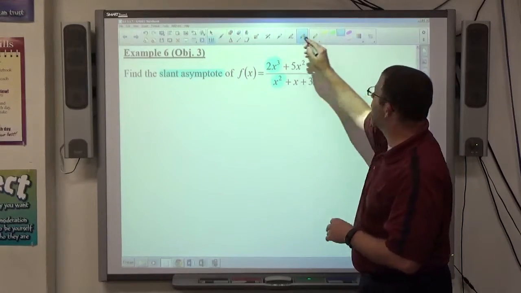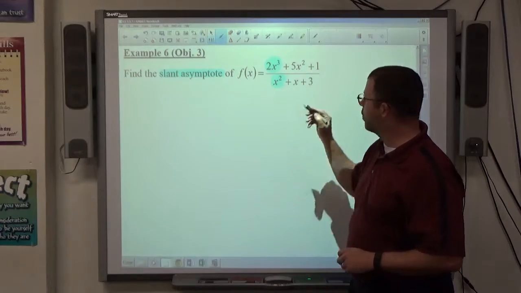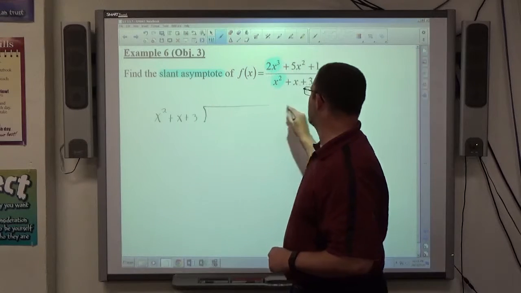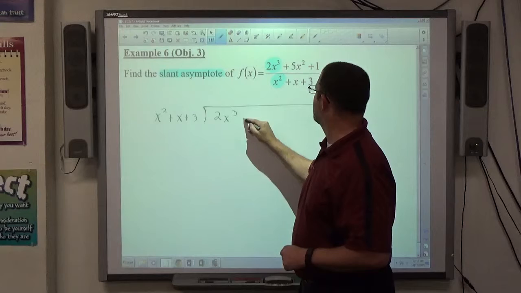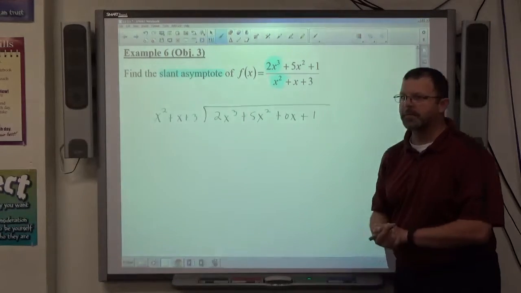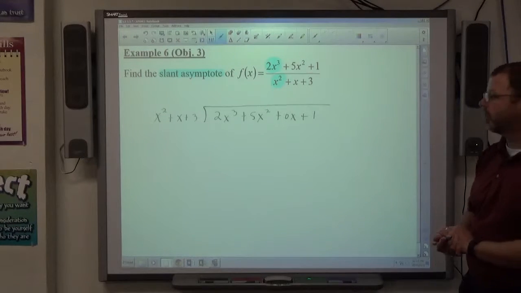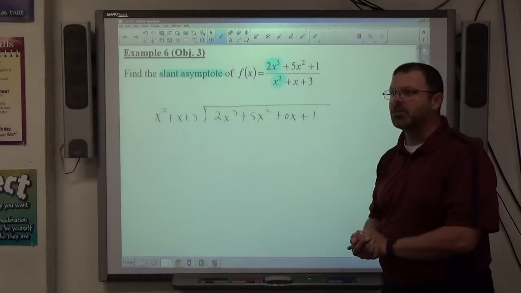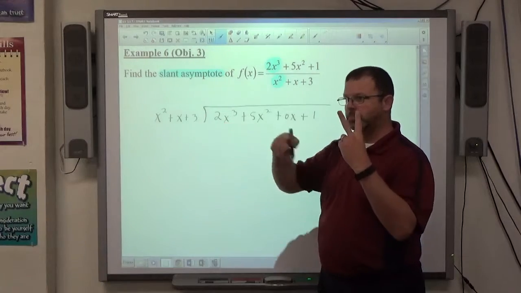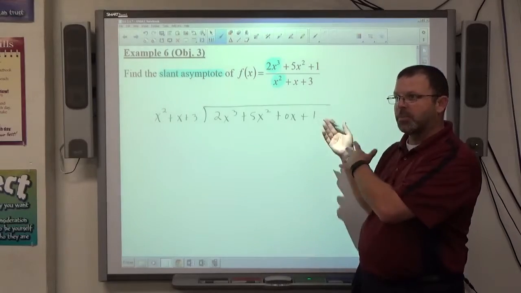To find that, you simply have to do long division of this divided by that, including zero terms. So I've got x squared plus x plus 3 being divided into 2x cubed plus 5x squared plus 0x plus 1. Obviously synthetic division is not available on this one because we're not dividing by x plus or minus something, so we have to do long division. That's the bad news. The good news is when the power here is 1 less than the power there, there's only 2 things we've got to go through. And what we're looking for is a linear equation, 2x plus something.